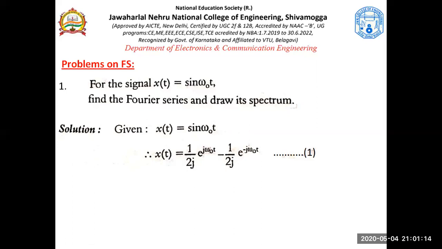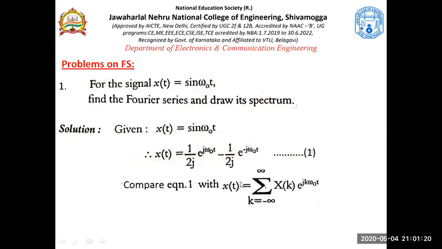Now let's compare this equation 1 with the synthesis equation, which is given like this. We have seen this when we discussed the definition or the introduction of Fourier series. What is this x of t? X of t is being expressed in terms of the Fourier series coefficients. These Fourier series coefficients are in frequency domain, and this is in time domain. So x of t is called the synthesis equation, wherein x of t is being synthesized provided x of k's are available.